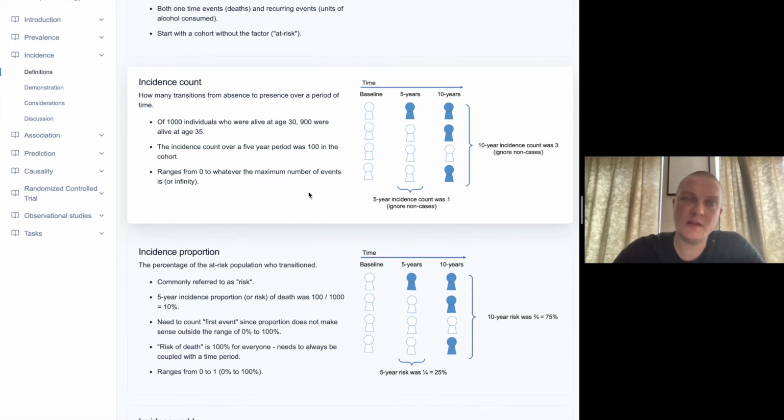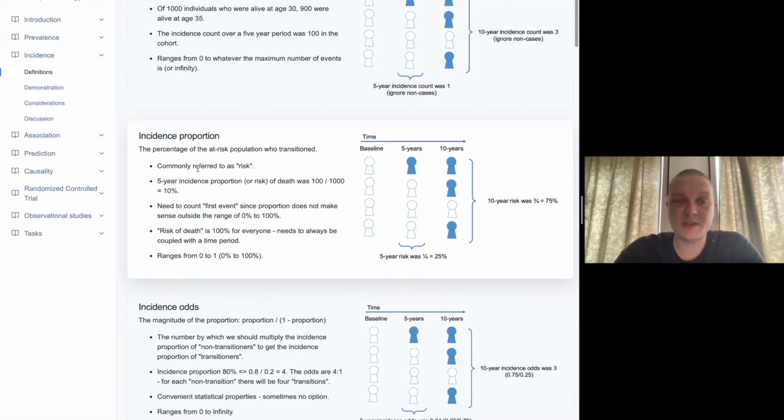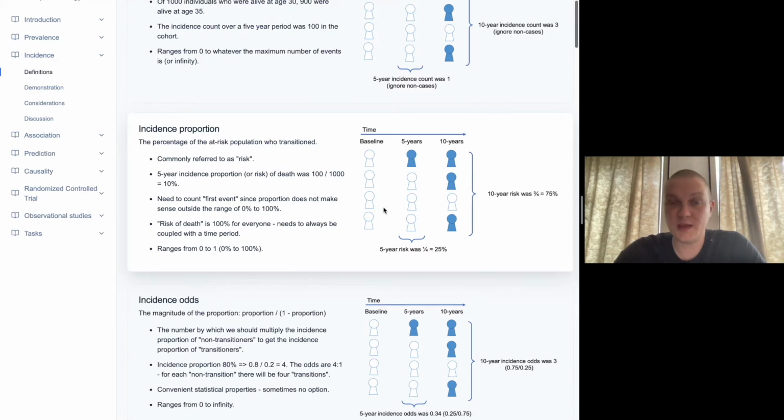But just like with prevalence, we could also look at incidence proportion. That's the percentage of the at-risk population who transitioned. Same case here, we have a baseline where none of the individuals have the factor. After 5 years, 1 individual has transitioned. That means 1 in 4, the 5-year risk was 1 in 4 equals 25%. And I should have said that incidence proportion is such a common measure that we call it risk. So when somebody says risk, we usually mean incidence proportion.